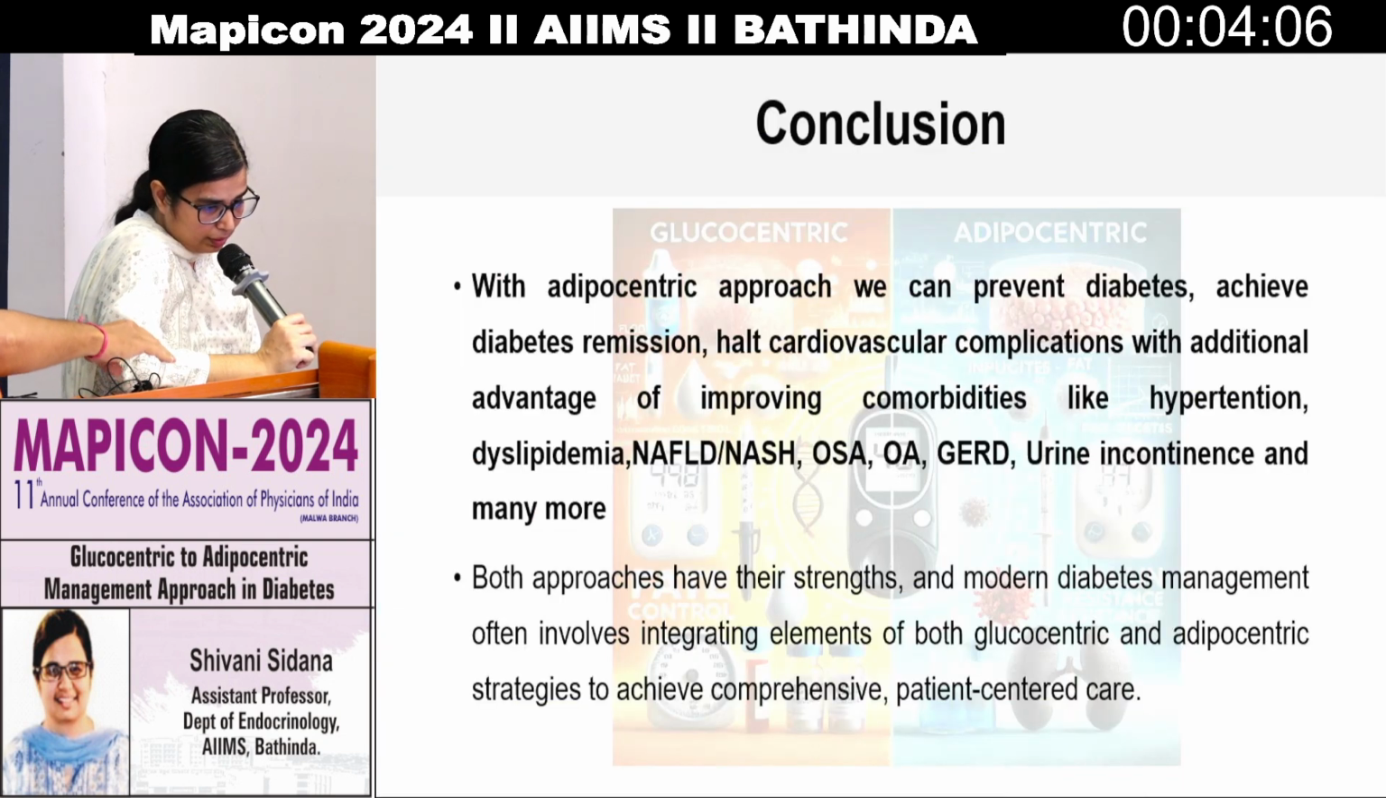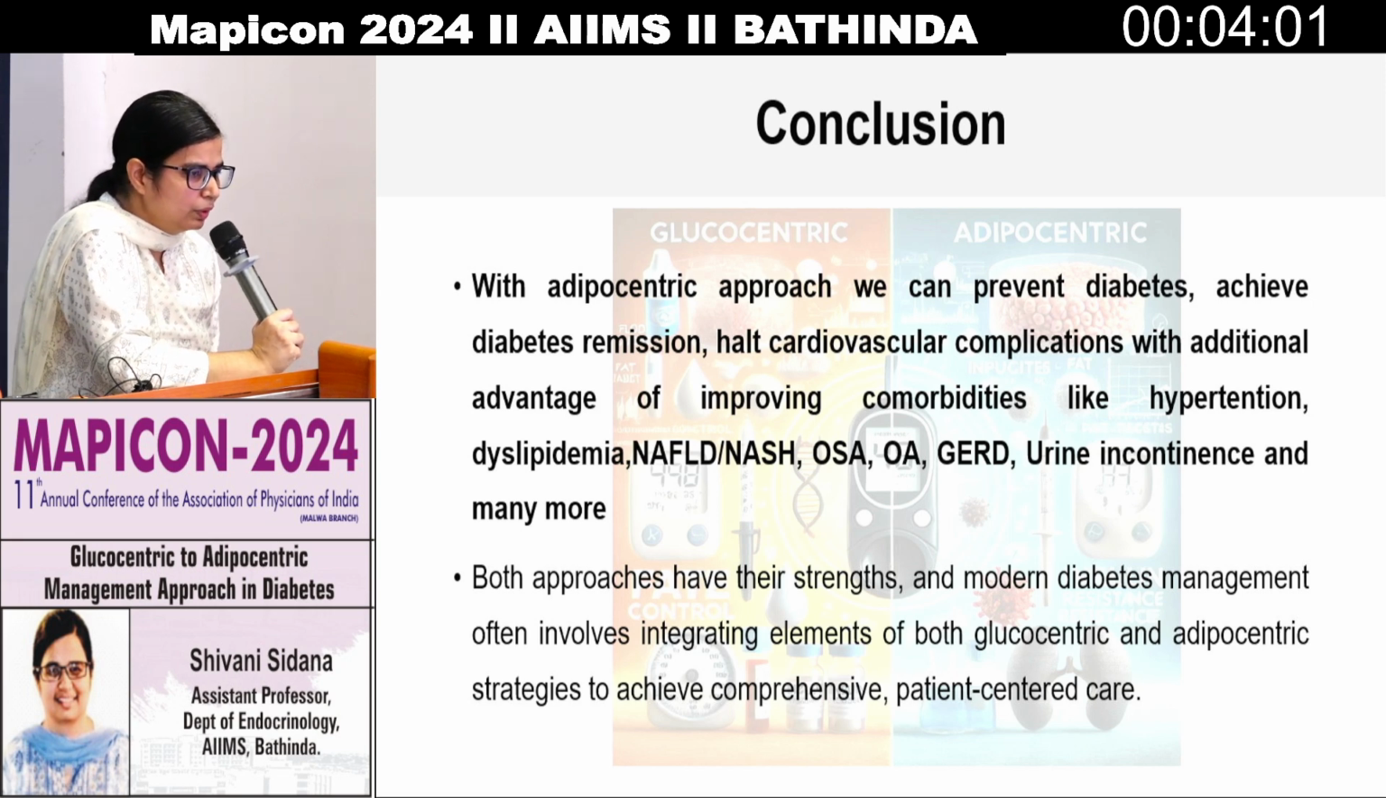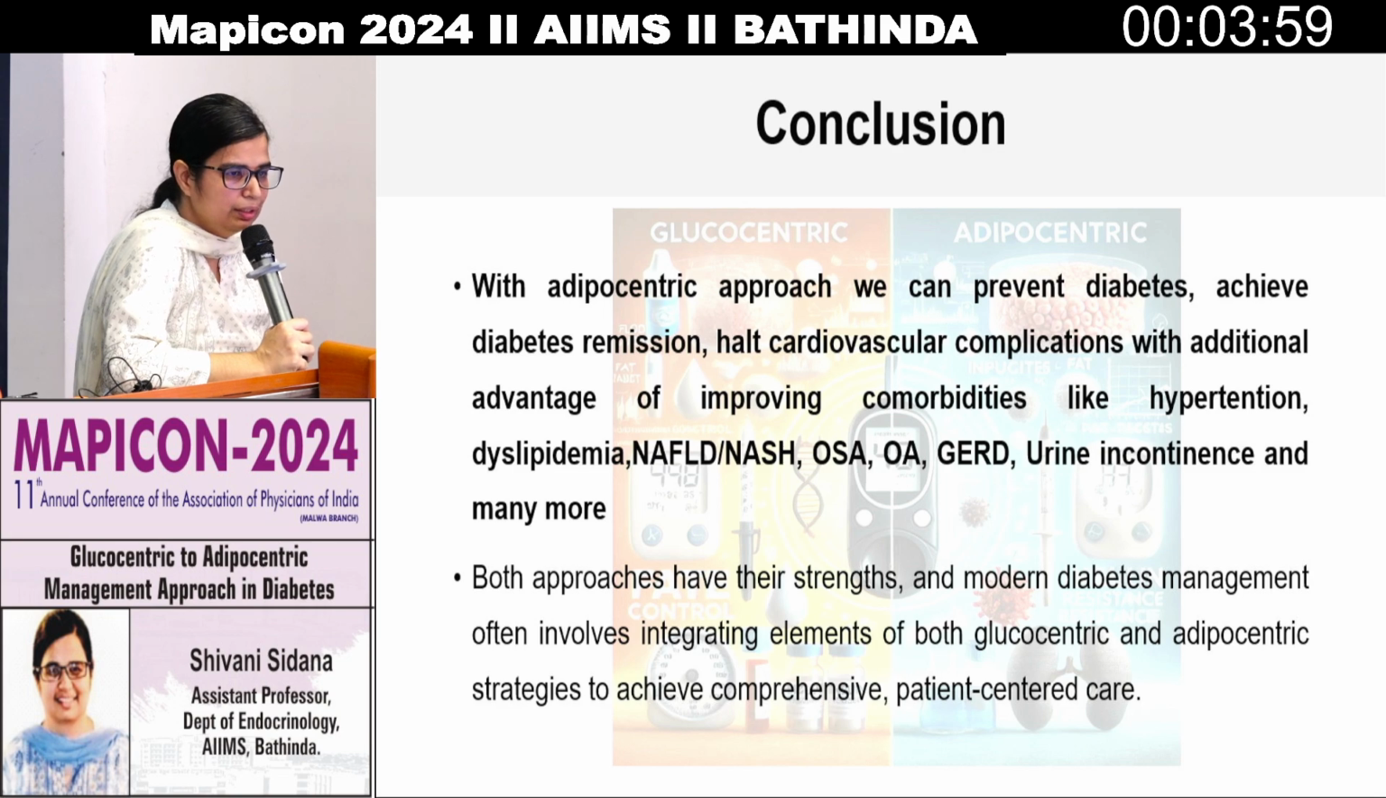intermediate weight loss. So to conclude, the adipocentric approach can not only prevent diabetes, but can also achieve diabetes remission. It can halt cardiovascular complications, with the additional advantage of improving comorbidities like hypertension, dyslipidemia, fatty liver disease, obstructive sleep apnea, and other mechanical complications.